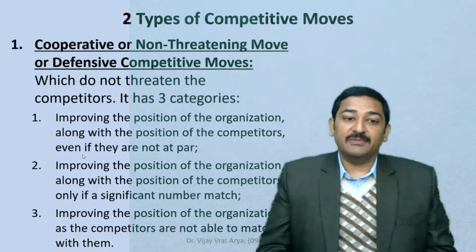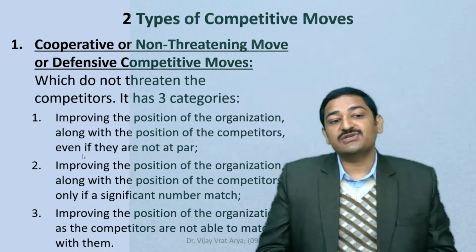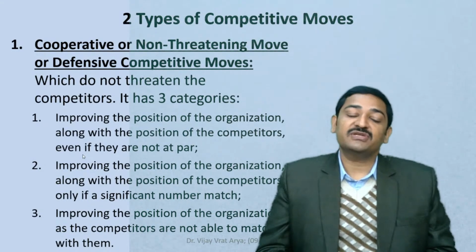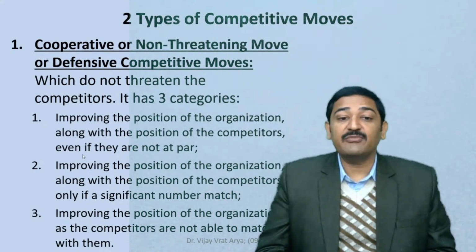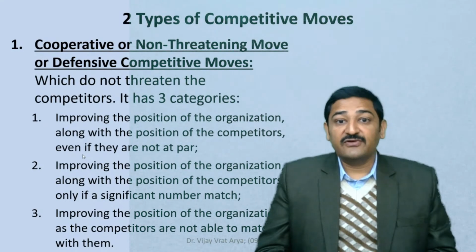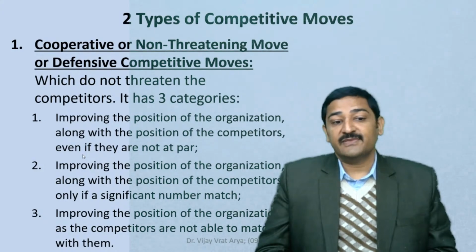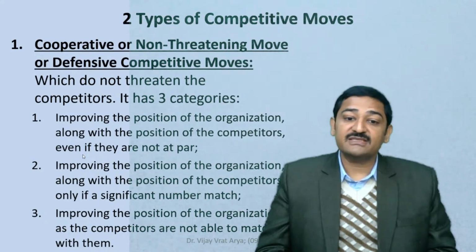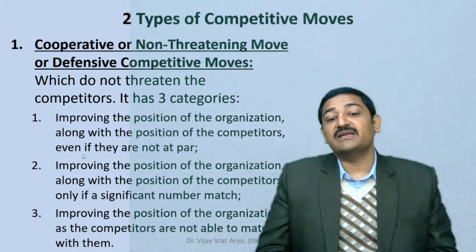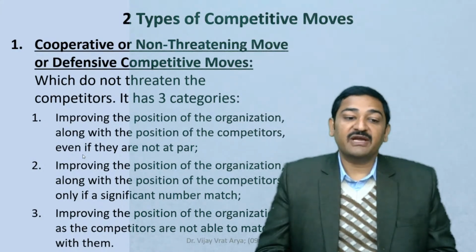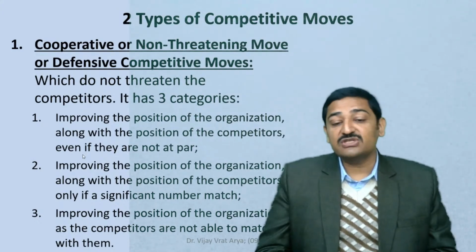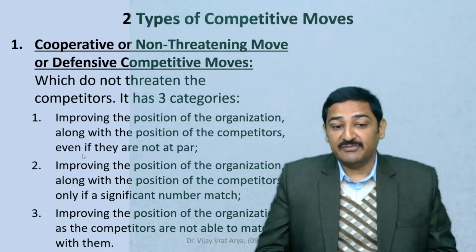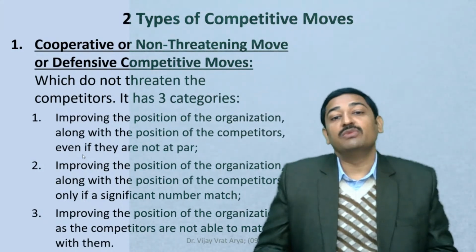First, improving the position of the organization along with the position of the competitor, even if they are not at par. The second category under cooperative move is improving the position of the organization along with the position of the competitors only if a significant number match. And the third category within this type of move is improving the position of the organization as the competitors are not able to match it.